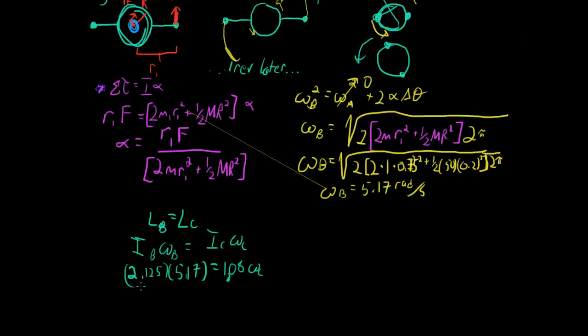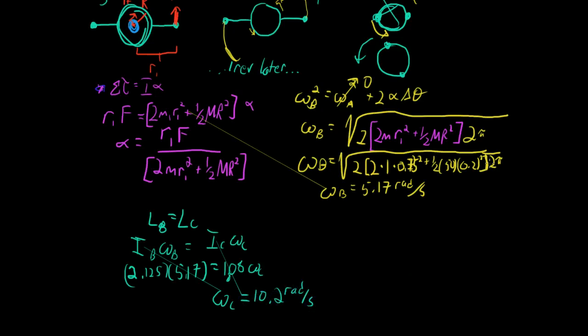And I happen to know that the moment of inertia at B is 2.125, and the angular velocity we saw for that is about 5.17. And at the end, with the arms pulled in, we have the moment of inertia of the system down to 1.08 kilograms meters squared. And that leaves us the ability to find out what this omega C is. So we just do a little bit of division. Once we finish that up, we get about 10.2 radians per second as the final speed.